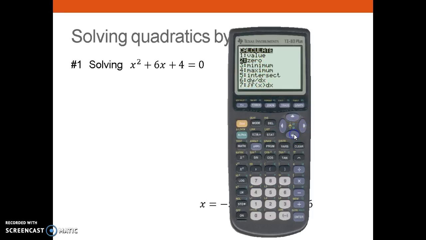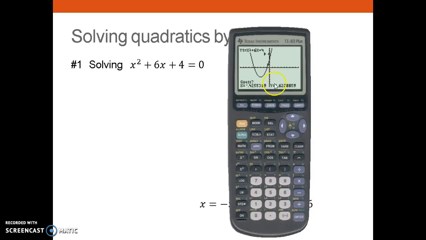And so I'm going to go down to the 0 and click enter, and it's asking me for the left bound. So I'm going to go ahead and find this first point here, but I want to move my cursor to the left of it. That's my left bound. I want to click enter, and now it's asking me for the right. It wants me to move my cursor to the right of that 0, so I'm going to move to the right of that and click enter.